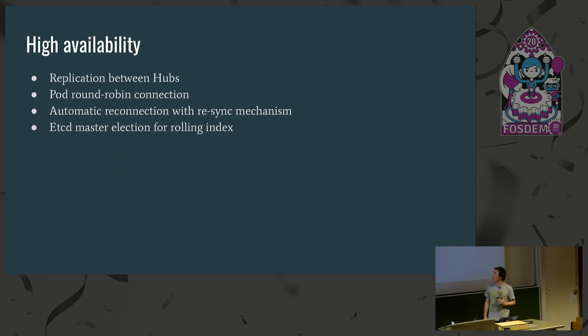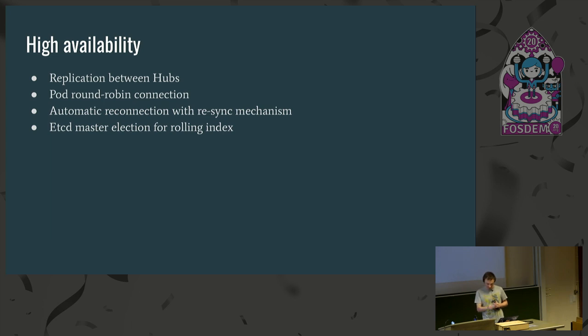So to achieve high availability, we have a replication mechanism between the hubs, and for load balancing, the pods use round robin connections to the hubs. We handle the reconnection. So if the network connectivity goes down, then the pods will automatically reconnect and resync their graph with the hubs.